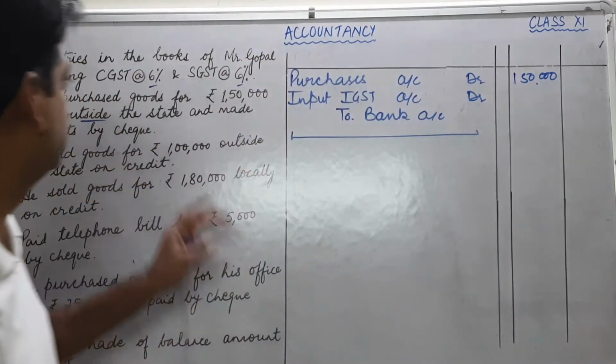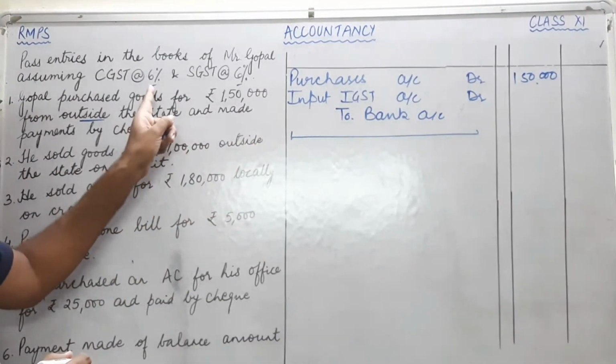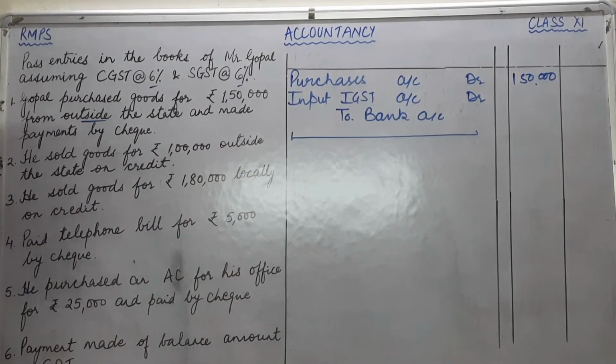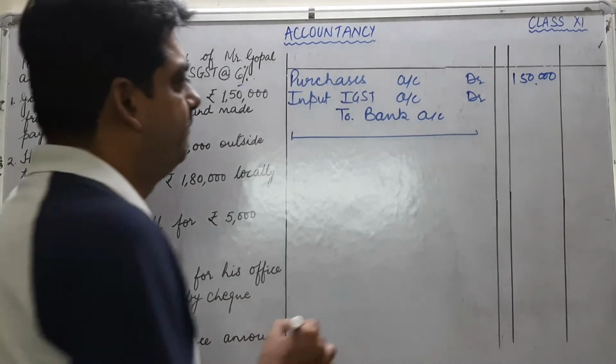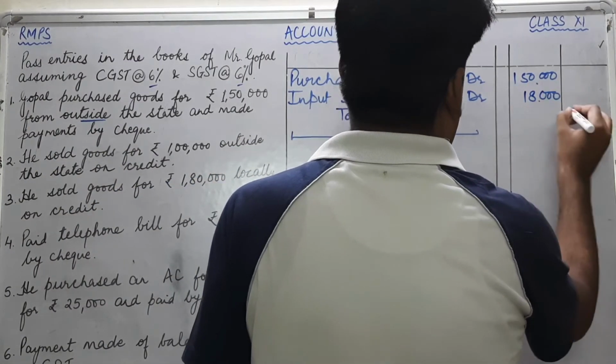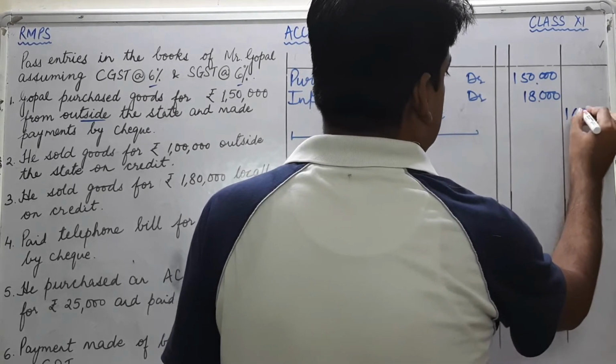And as I told you, CGST and SGST will be merged into IGST. So tax rate will be 6% plus 6%, that is 12%. So on 1,50,000, 12% will be 18,000. So total amount will be paid to him 1,68,000.